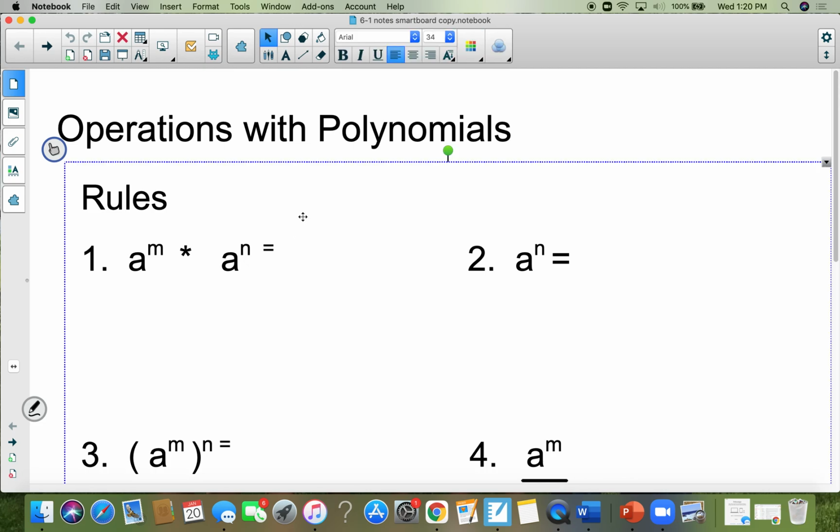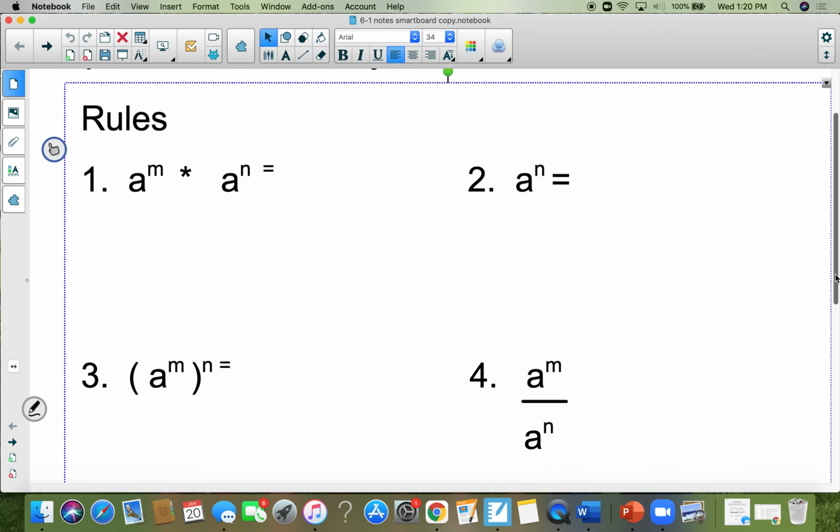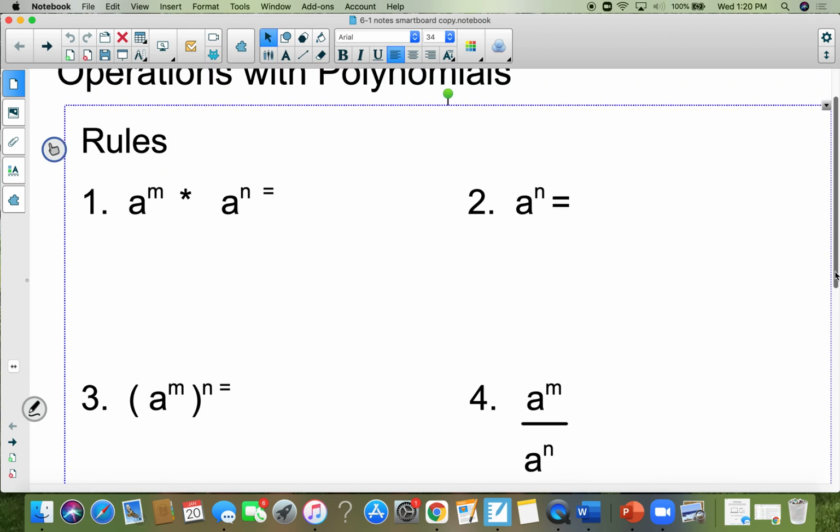Okay, chapter 6.1, operations with polynomials. We're going to get into exponents now. And here are some of the rules that you need to do in order to do the worksheet. So if you have a to the m times a to the n, all you're going to do is keep your base in a and add your exponents.